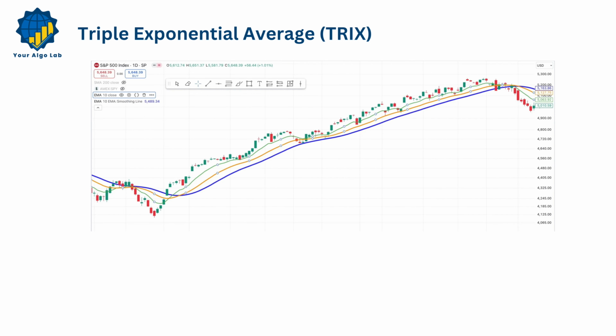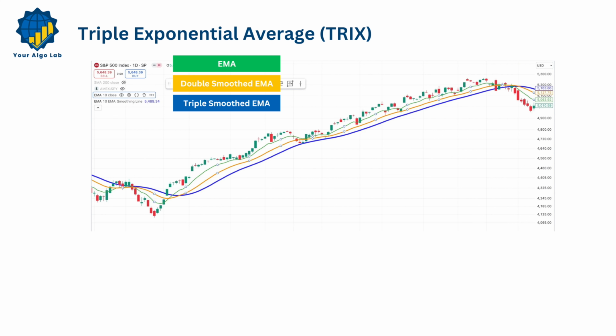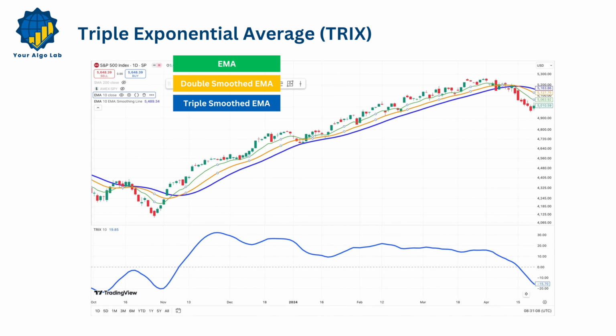To calculate the TRIX, begin by computing a single exponential moving average, EMA, over a specified period. Next, calculate a double smoothed EMA based on the values of the first EMA, then a triple smoothed EMA from the second EMA. Once the triple EMA is obtained, the TRIX is determined by measuring the percentage rate of change of this triple EMA from one period to the next. This method smooths out short-term market noise and fluctuations, allowing a focus on longer-term trends.